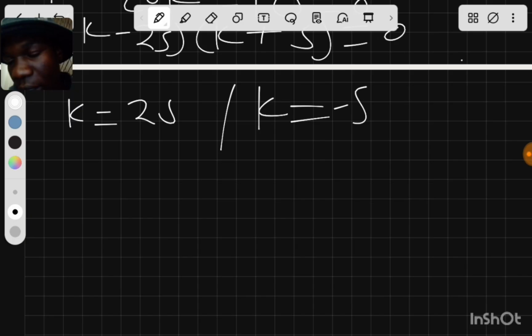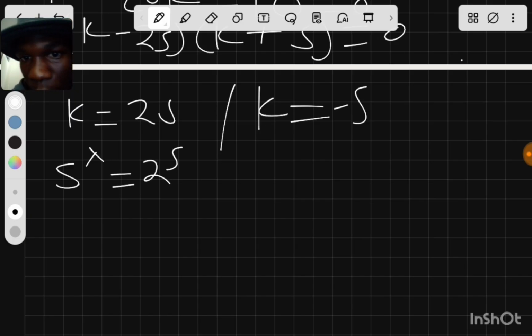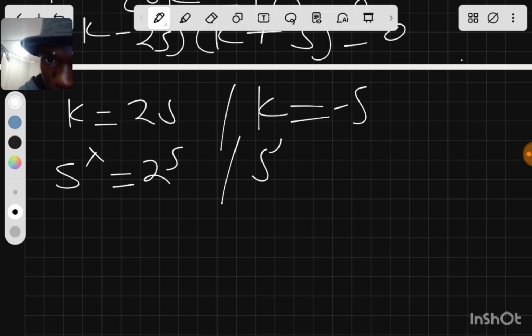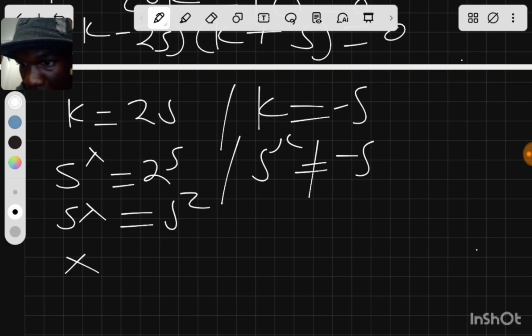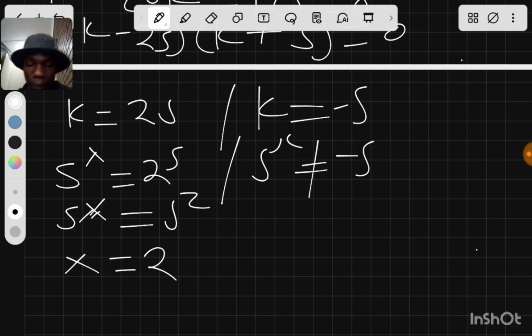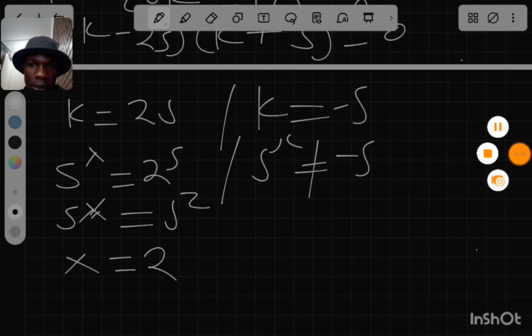But k is equal to what? 5 to the power x is equal to 25, or 5 to the power x is equal to minus 5. We see that one will never be equal. So the one that is 25, we're going to have 5 to the power x is equal to 5 to the power 2. Then for x, therefore x is equal to 2. Simple as that.